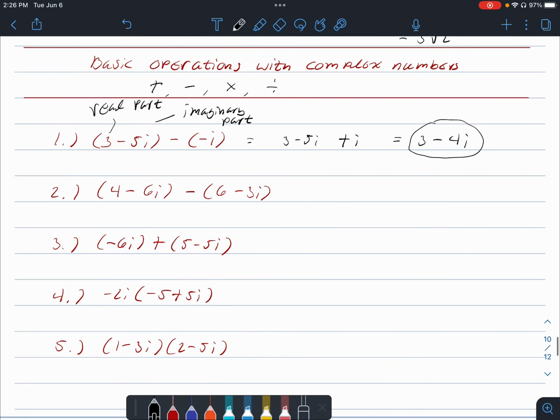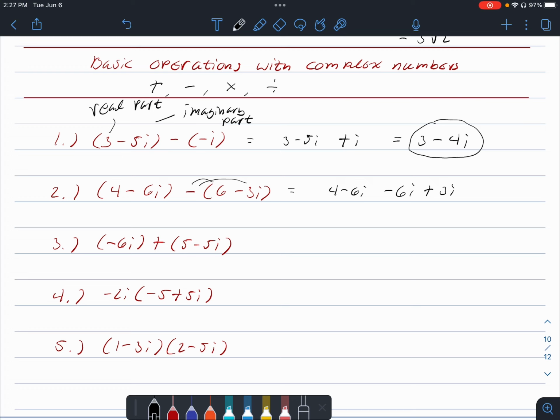Okay? So let's do number 2 here. We're going to treat this just like we would any other binomial. We're going to go ahead and distribute this negative sign across this parentheses here. So this is going to become 4 minus 6i minus 6i, and then we have negative times a negative 3i, so plus 3i. And we can get rid of these parentheses now as well because we've dealt with that negative sign. So we have 4 minus 6i plus 3i.